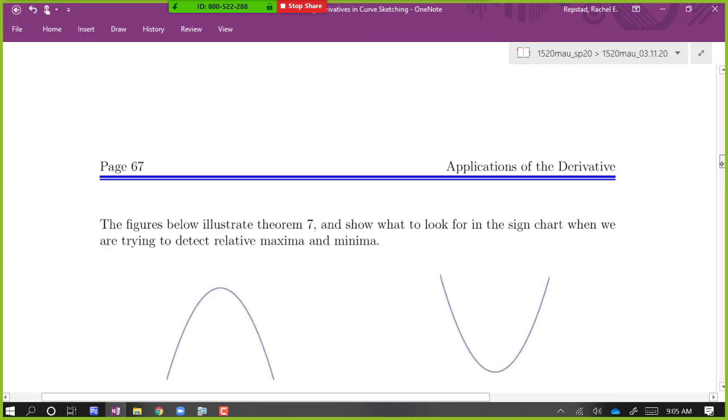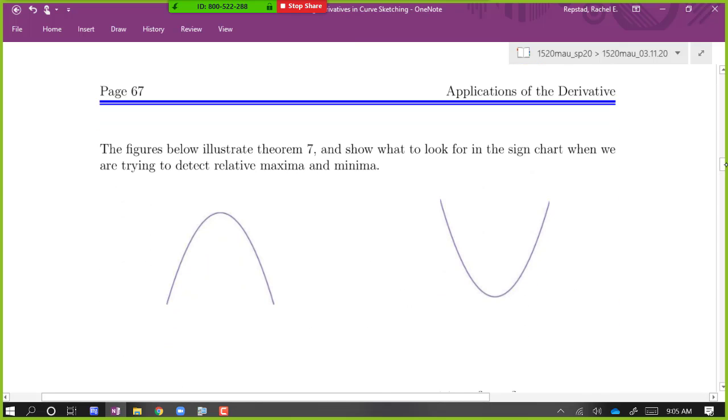So real quick, I'm just going to lay out this idea. We can use sign charts like the one we made in the last example to figure out where it's increasing or decreasing. We can also use that sign chart to figure out where we have maxima or minima. So here I've drawn a generic maximum on the left and a generic minimum on the right. So imagine that I'm going to just draw in some axes here.